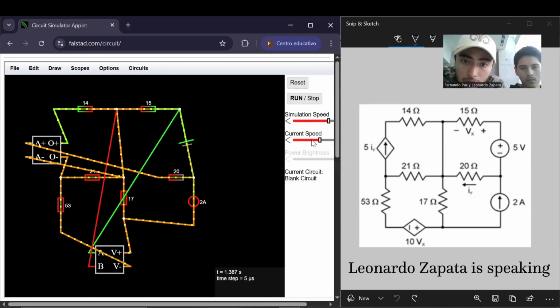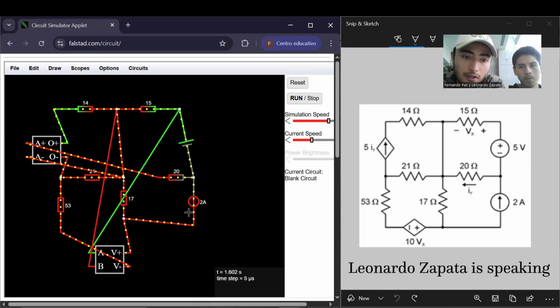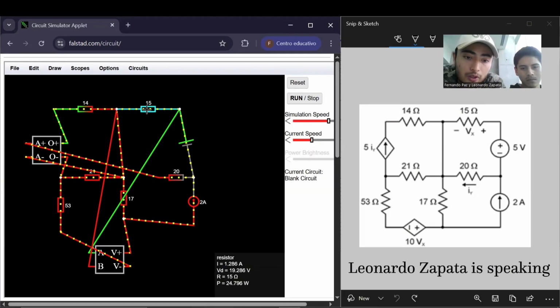Now I'm going to put the current probe on this one, and now we can see the current in the mesh, it's 1.28. The current IY is 714 milliamperes, and 5 times that is 3.571 amperes, so it's correct. The current on this mesh is 1.6069, and the current on this one is 2 amperes. The BX is 19.28, and it's all consistent with the problem solved by hand.